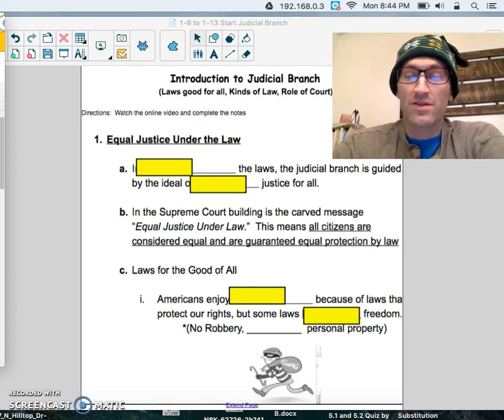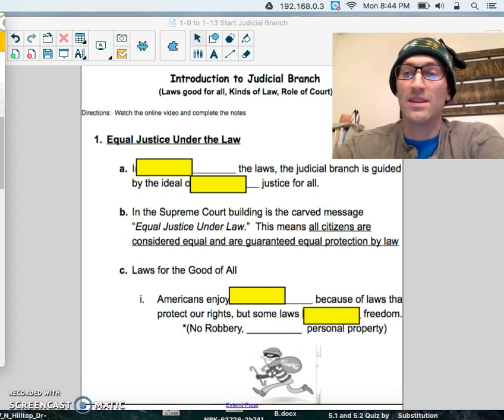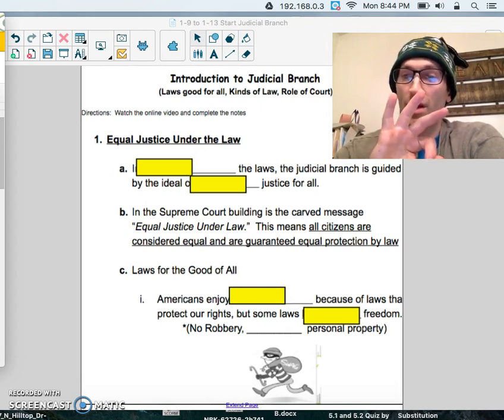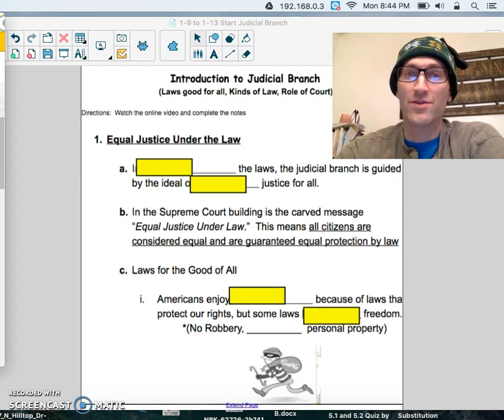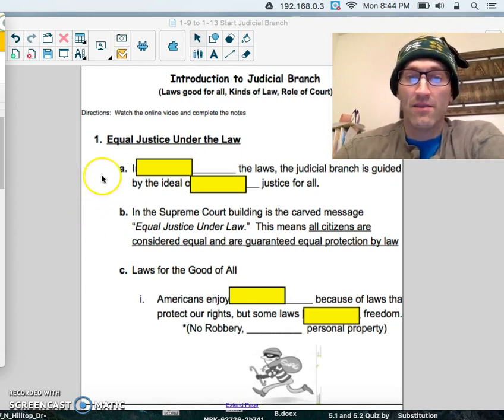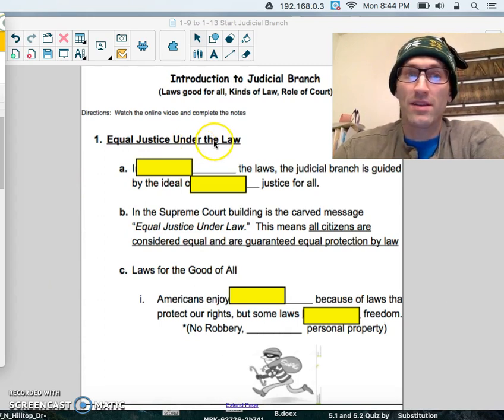These officials serve the purpose of the judicial branch in our federal government, and it is those functions, those rulings, that fulfill their responsibility in the third branch of our government system. We also should remember that in interpreting the laws, the actual job of the judicial branch itself is guided by the idea of equal justice for all. We can see that right here, which is our first point.